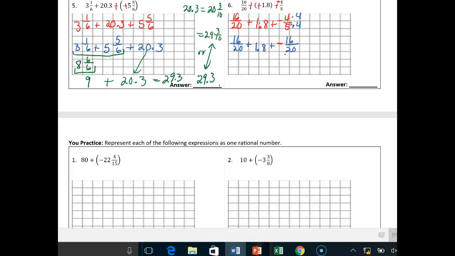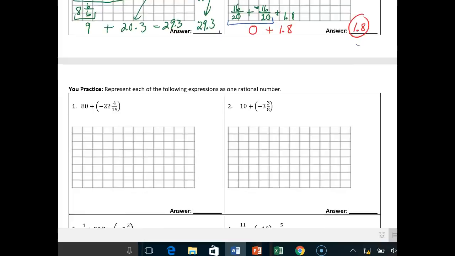Oh, and now something should be super clear to you guys. You got a 16 over 20, you got a negative 16 over 20. Let's use the commutative property to rewrite this. So 16 over 20 plus negative, right? Keep your negatives the entire time, 16 over 20 plus 1.8. And in doing so, hopefully you guys realize, hey, these are opposites. Because they are opposites, I get 0 plus 1.8. And 0 plus 1.8 should just give me 1.8 as my answer. So that whole complicated problem just simplified to that easy answer, 1.8.